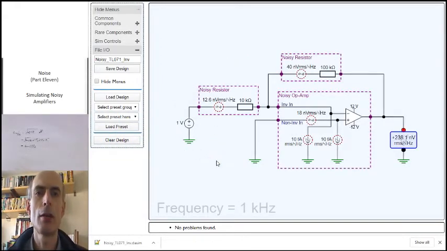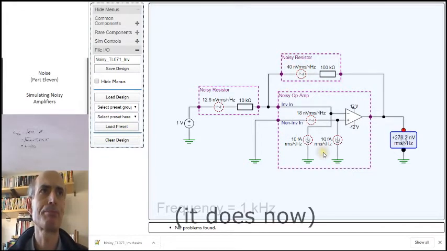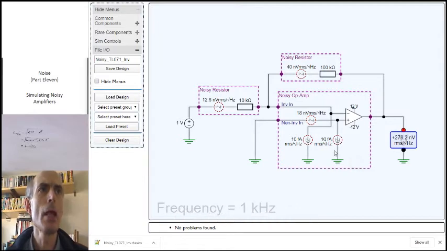This is a noise model of an inverting op-amp. You can see that the figures that I've put in are correct for these particular values of resistors, although if I had to change the values of a resistor, I would have to remember to change the values of the associated noise sources as well. It doesn't happen automatically. Now, for the amplifier, I've just used typical figures for a TL071.